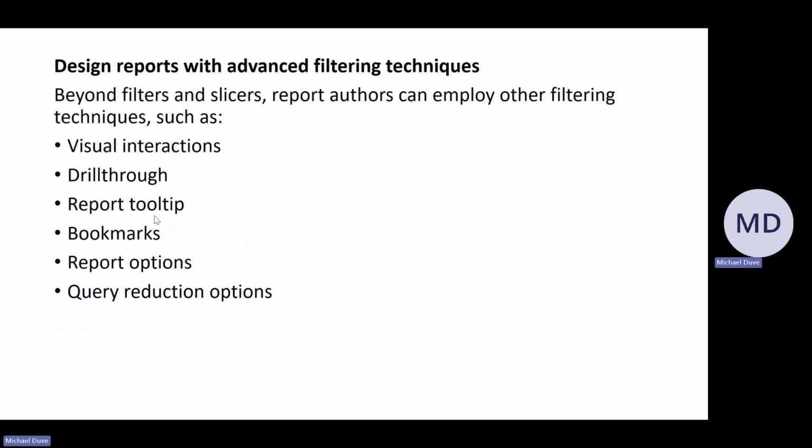So beyond filters and slicers, report authors can employ other filtering techniques, such as visualization. So we can also have visual interactions, that is visual interactions through report tooltip. Then you can also have bookmarks, then report options, then query reduction. So having that, you can also have the advanced filtering techniques that we have, right?